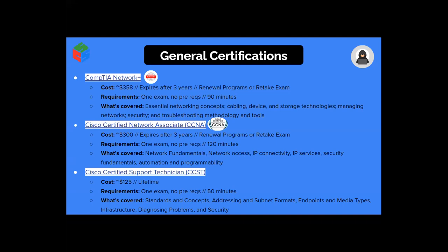For cost, it's around $300 and the same thing expires after 3 years, but this one also has renewal programs and you can also retake the exam to recertify. For these renewal programs, they're usually around 30 continuing credits for both, which is not that bad. When you get higher level certs, they're way higher. And both of the exams are one exam and require no prerequisites, which is nice.